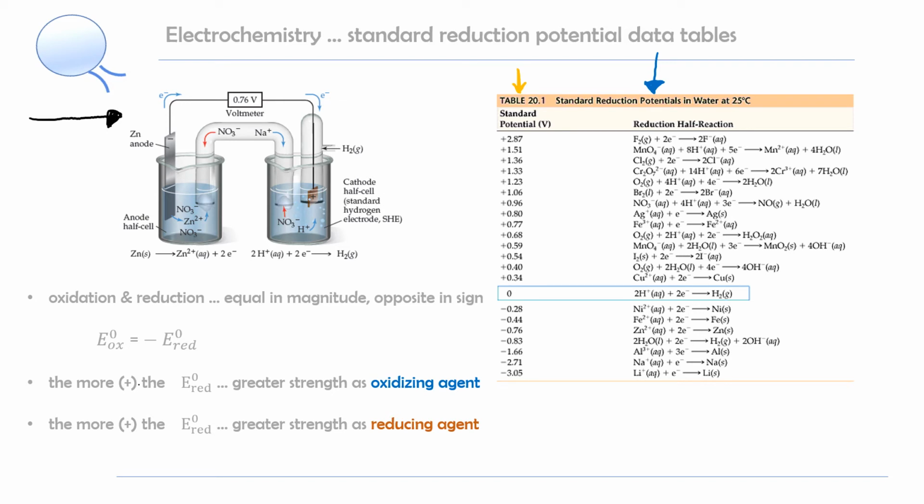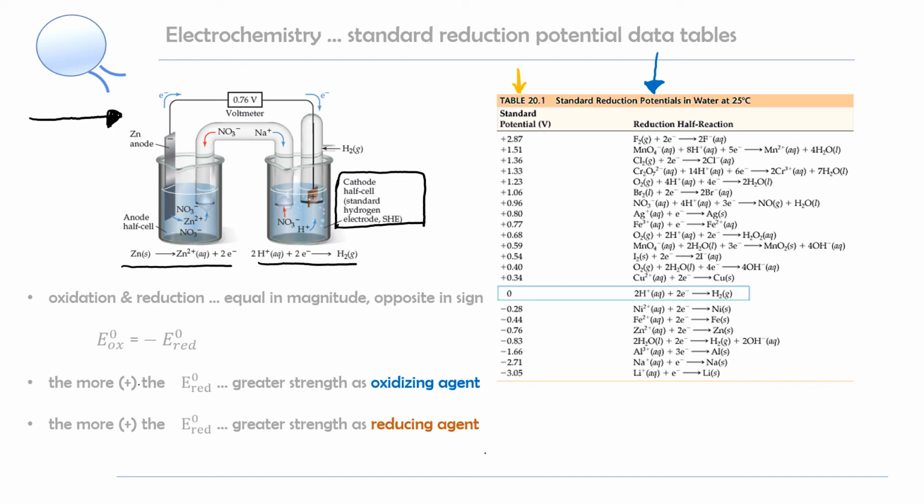Where this data comes from, chemists actually create an electrochemical cell as the one shown here. At the cathode, we are going to have 2 hydrogen ions gaining 2 electrons, forming H2 gas. That electrode is known as a standard hydrogen electrode. It's what we call a reference electrode. And so we are going to measure the electrical potential that exists between that electrode and desired half reactions at the anode.